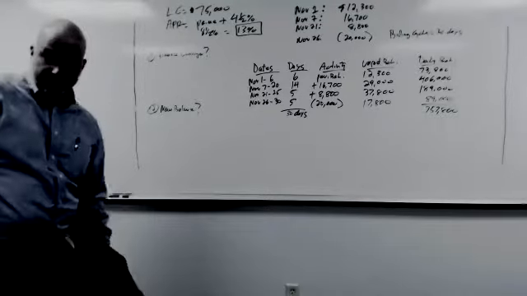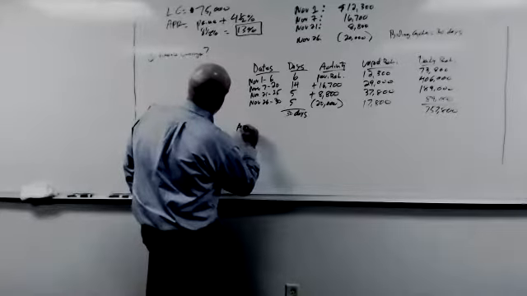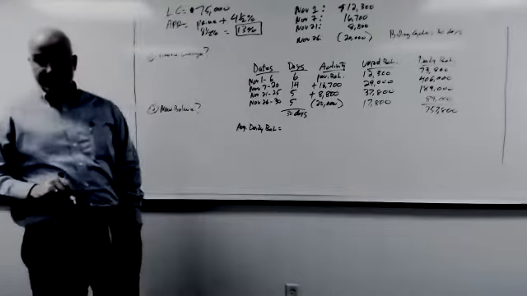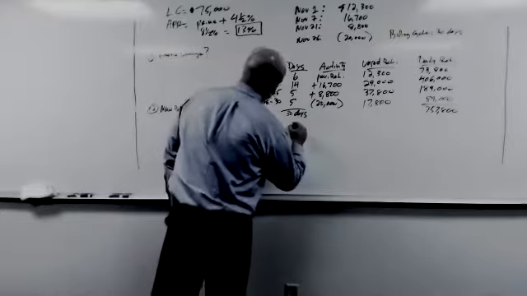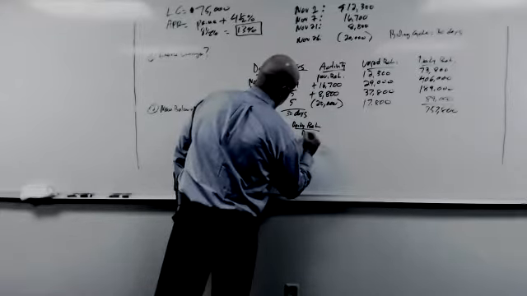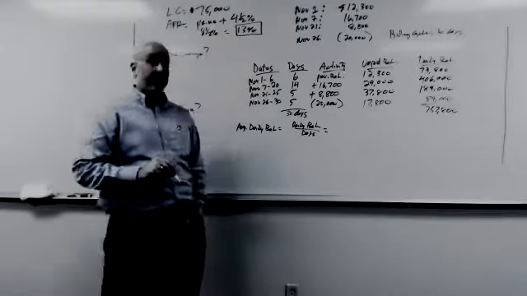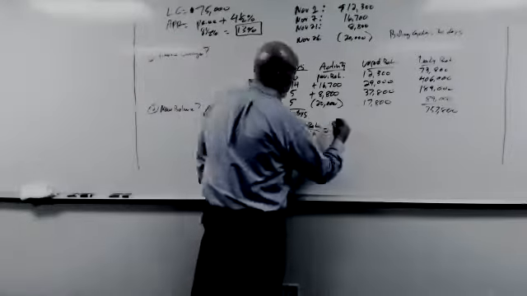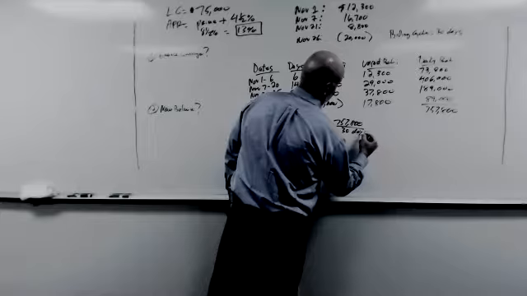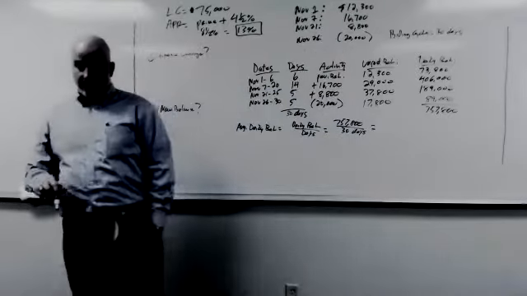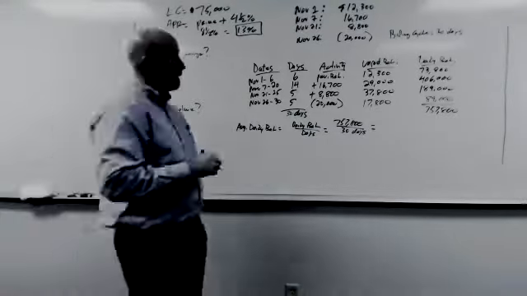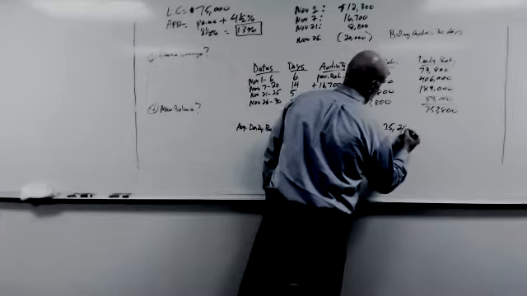$757,800. All right, right back to the other example. First thing we got to solve for is the average daily balance. How am I going to do that? I'm going to take the daily balance and divide it by days. So 757,800 divided by 30 days. $25,260.